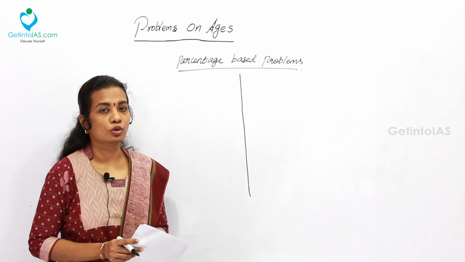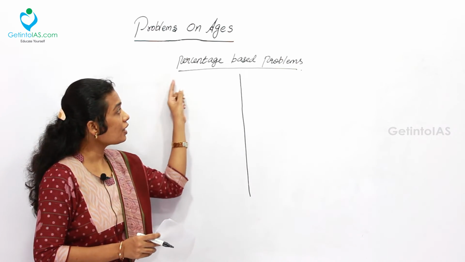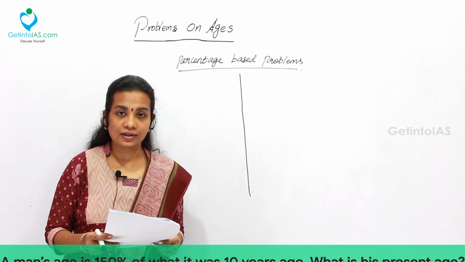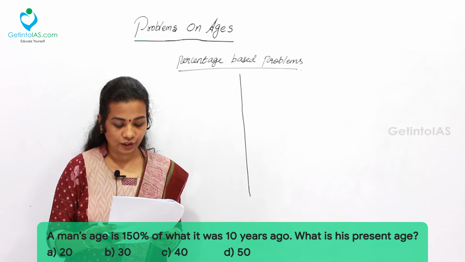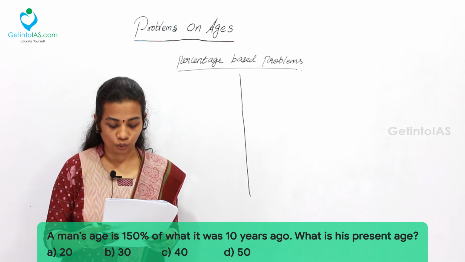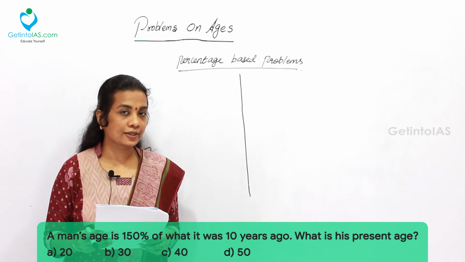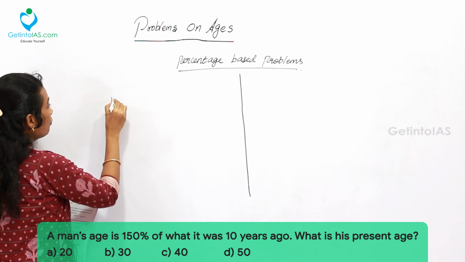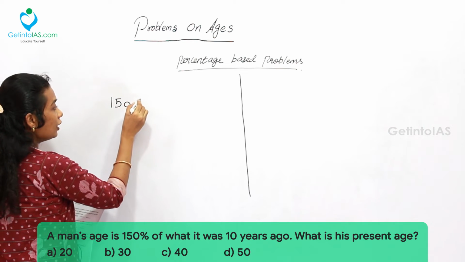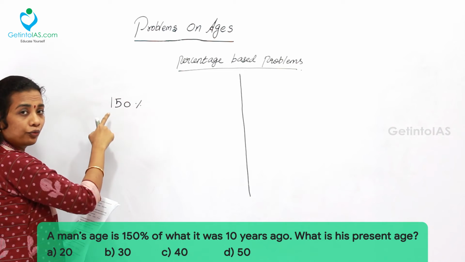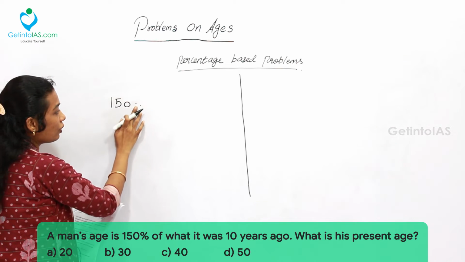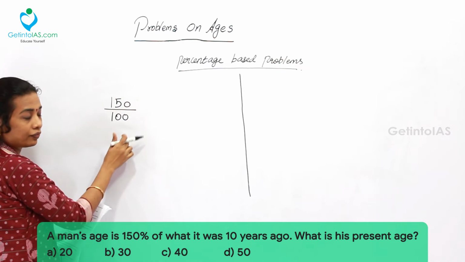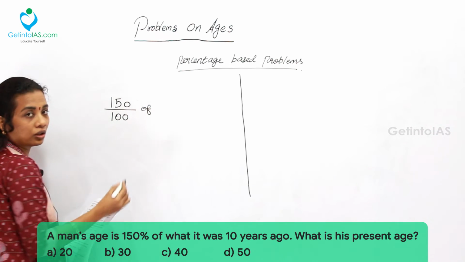Now, we are going to solve some problems based on percentages. The first problem is, a man's age is 150% of what it was 10 years ago. What is his present age? So, the man's age is 150% of... Again, we are dealing with percentages. 150% means what? 150 by 100. So, of, we got of.